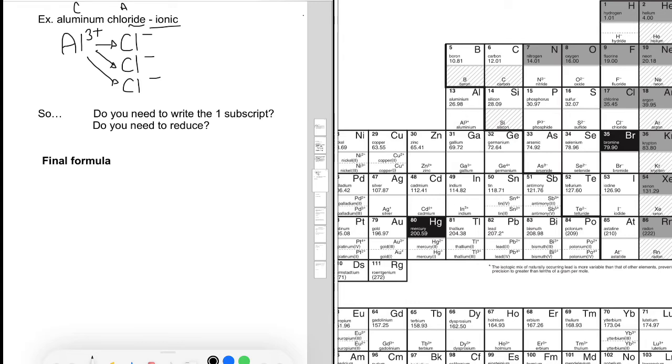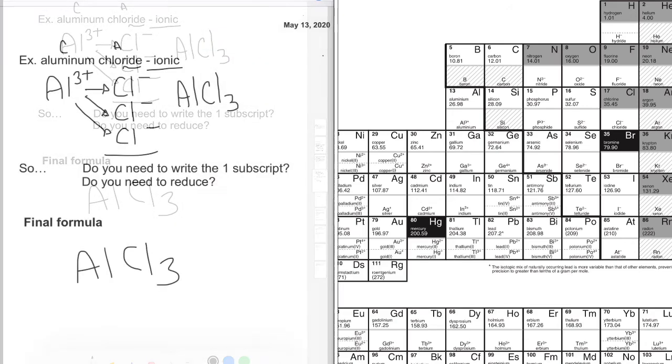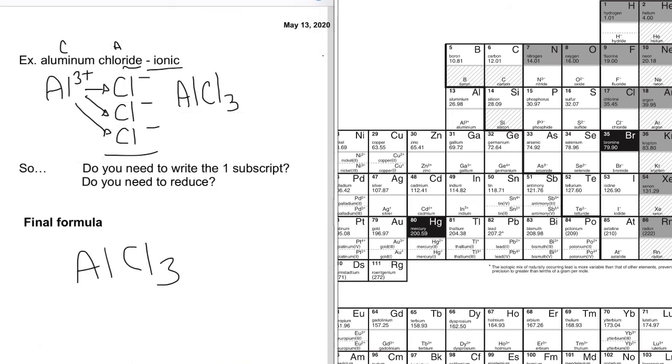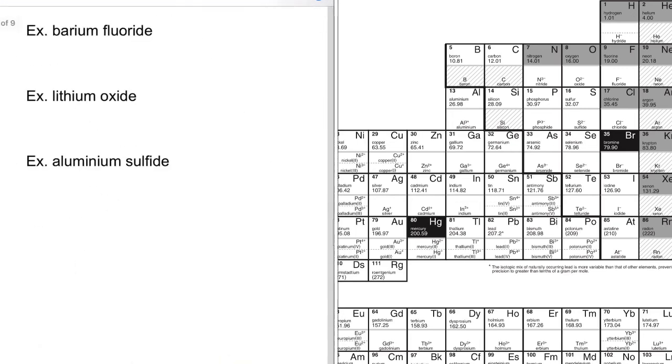Okay, so what that looks like as a chemical formula is AlCl3, because we have 3 chlorines. It goes on to say, do you need to write the 1 subscript? No. If there isn't a subscript, we assume that there is 1. In this situation, we don't need to reduce. So our final formula, again, is just AlCl3. Okay, let's continue and try a few more examples.